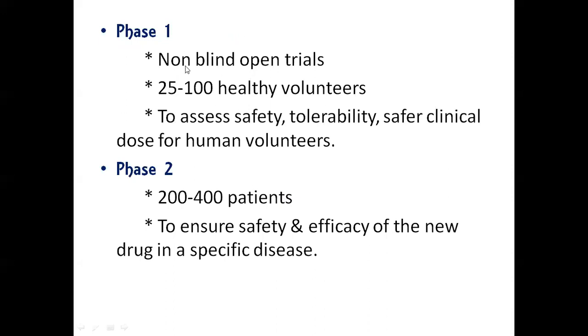In phase 1, there will be non-blind open trials. That means all the workers will know what the drug is. Here we take 25 to 100 healthy volunteers. We will get consent from the healthy volunteers, and we will give them the drug. Because the volunteers are healthy, we can see the pharmacokinetic and pharmacodynamic aspects of the drug molecule. At the same time, we can assess the safety, tolerability, and a safer clinical dose for human volunteers.